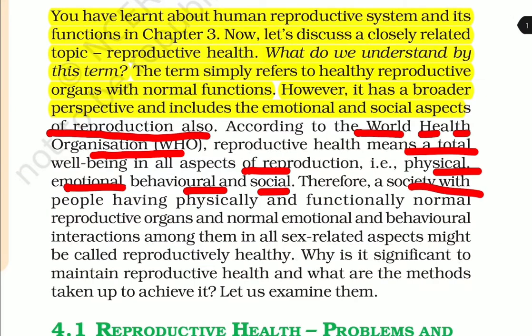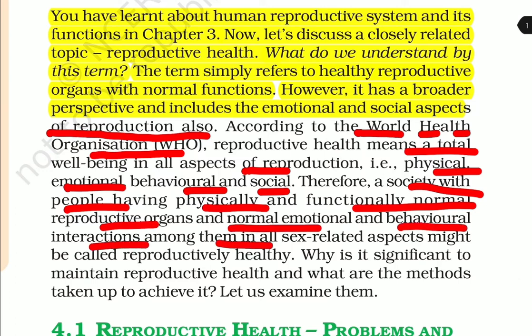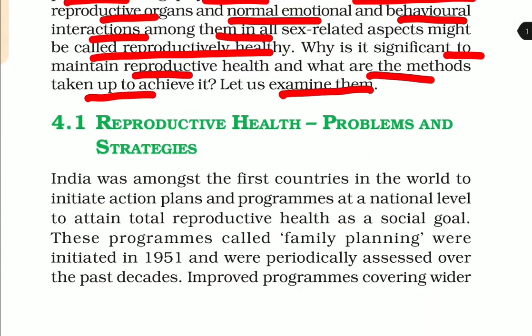Therefore, a society with people having physically and functionally normal reproductive organs and normal emotional and behavioral interaction among them in all sex related aspects might be called reproductively healthy. Why is it significant to maintain reproductive health and what are the methods taken up to achieve it? Let us examine them. Reproductive health problems and strategies.